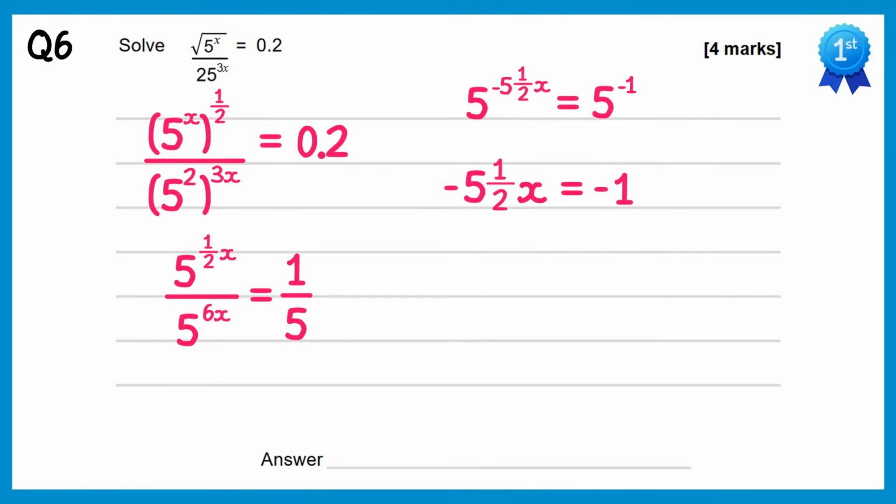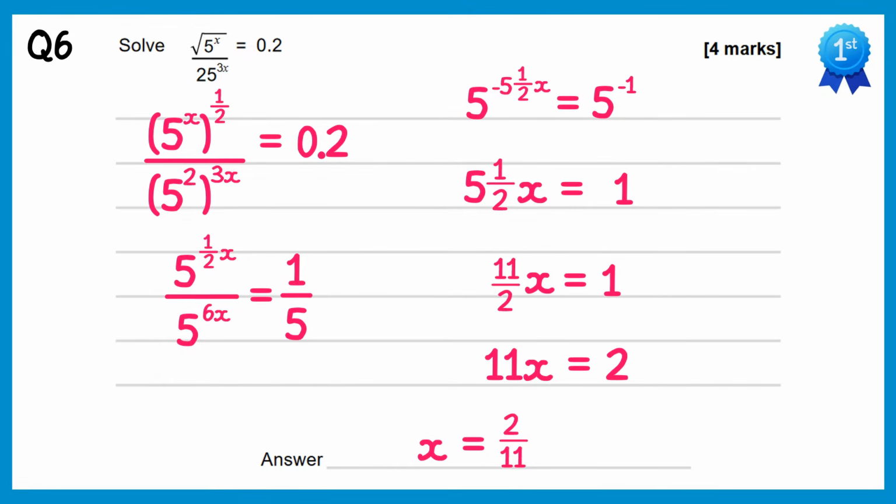If we divide both sides by negative 1, we can lose the negative signs, so we get 5.5x equals 1. We could rewrite the 5.5x as an improper fraction, so 11 over 2, so 11 over 2 x equals 1, and now we just multiply both sides by 2, and we get 11x equals 2, and then divide both sides by 11, and x equals 2 over 11.